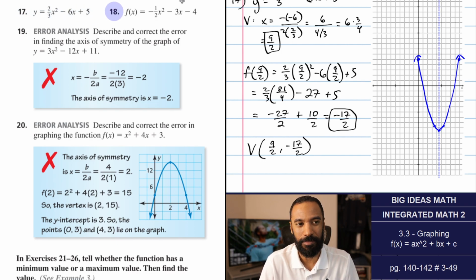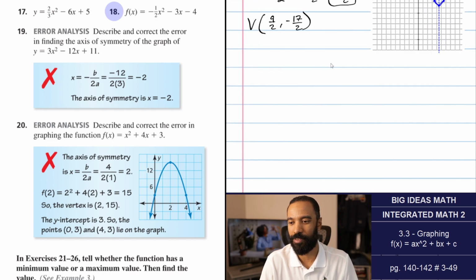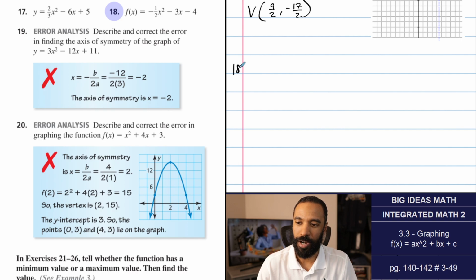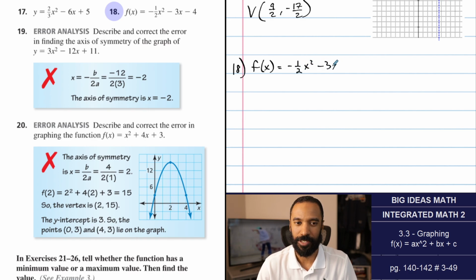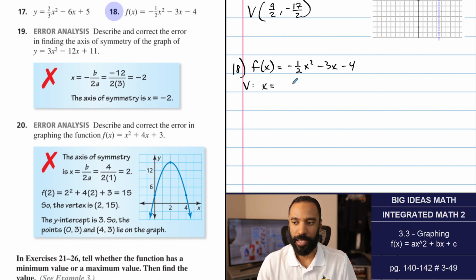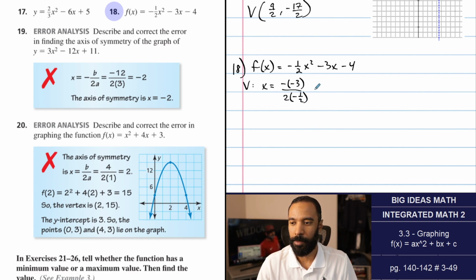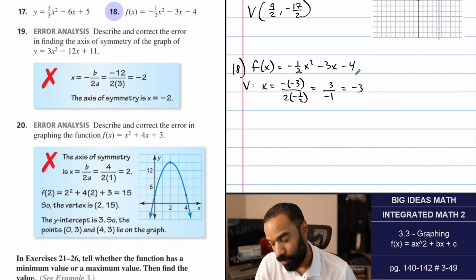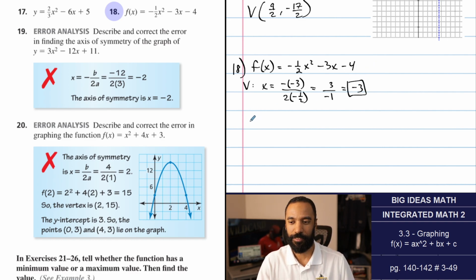Number 18. Probably just as troublesome, maybe. The stretch factor itself is a little nicer, being a 1/2. But it is negative. That's okay. Number 18: f of x equals negative 1/2 x squared minus 3x minus 4. The x value of the vertex is x equals negative b over 2a. Yeah, this looks a little better. Opposite of negative 3 is positive 3. 2 times negative 1/2 is negative 1, and that gets you negative 3 as the x value of the vertex.